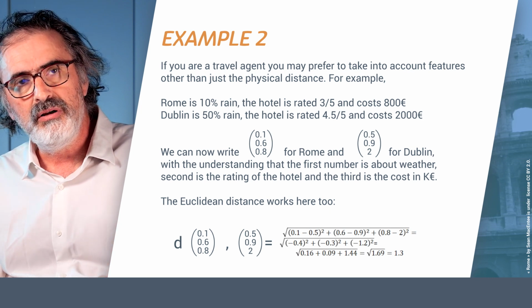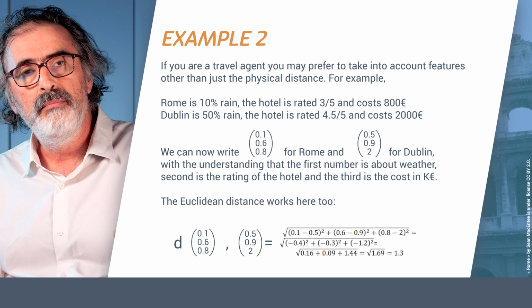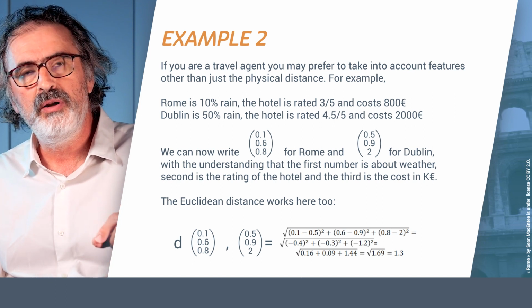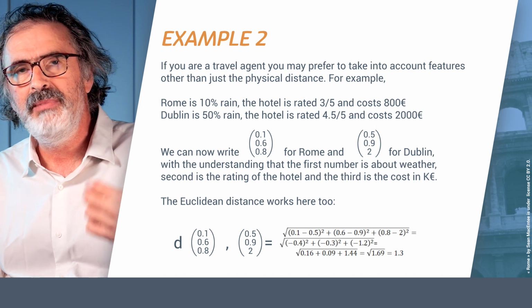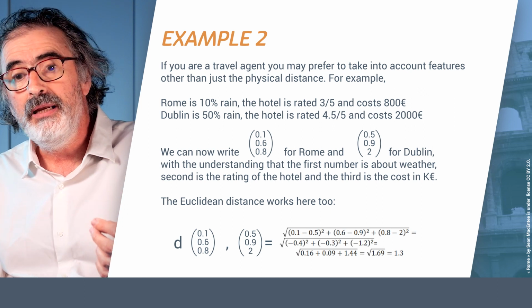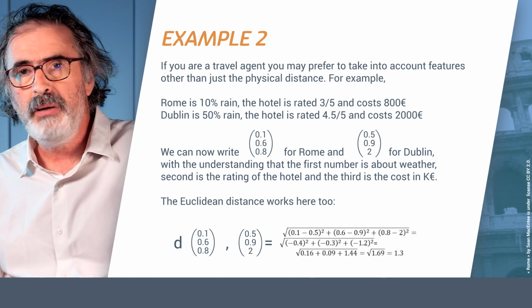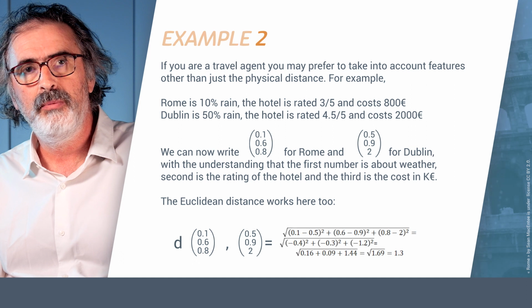So you just do the computations and you end up with a magic number, 1.3. What is interesting with this 1.3 is not that it actually means something, but that it can be compared to another magic number, which will be the distance between Paris and Brussels, for example.